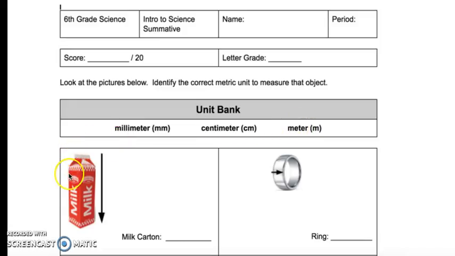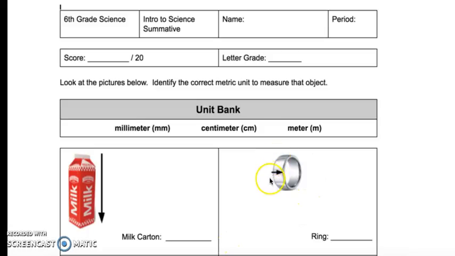So let's take a look at our first object, a milk carton. If you were to measure the milk carton up and down, what unit would you use? Would you use millimeter, centimeter, or meter? Write that on the line right here. Press pause, press play when you're ready to go on.